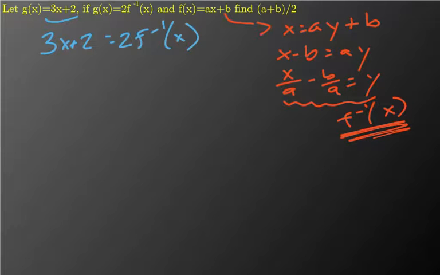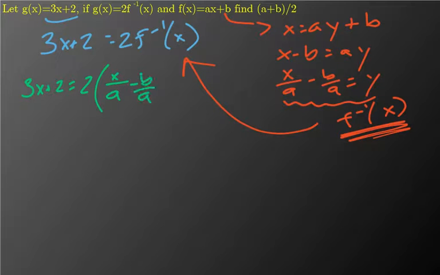So if we go back and put that in here, we're going to have 3x plus 2 equals 2 times (x over a minus b over a), right? And then we can also divide by 2, I guess. And so if we divide by 2, we'd have 3 halves x plus 1 equals x over a minus b over a. And I did it this way because now we can match some stuff up.